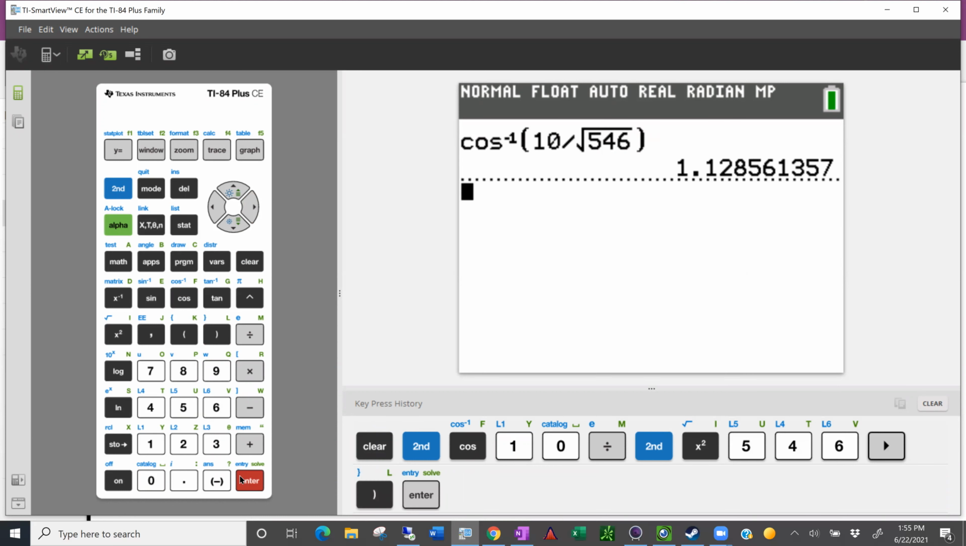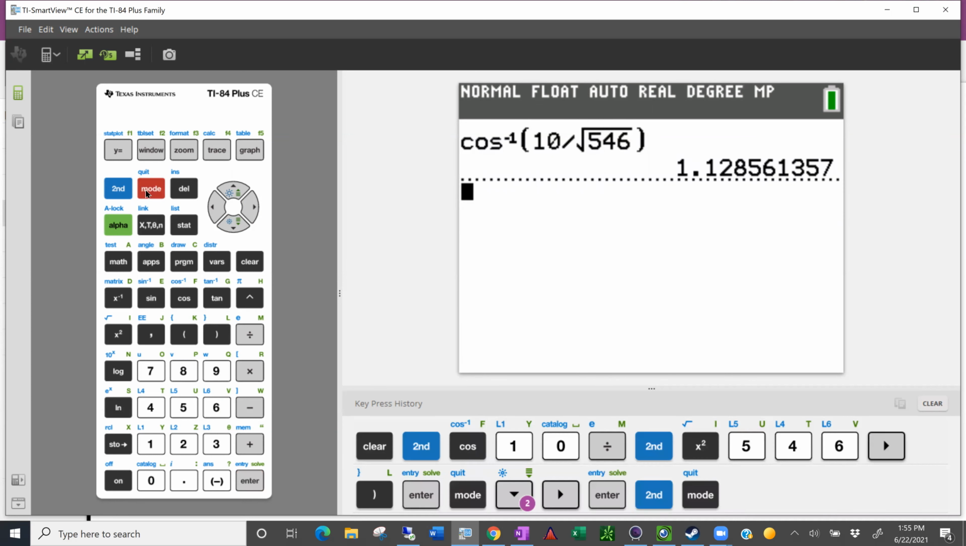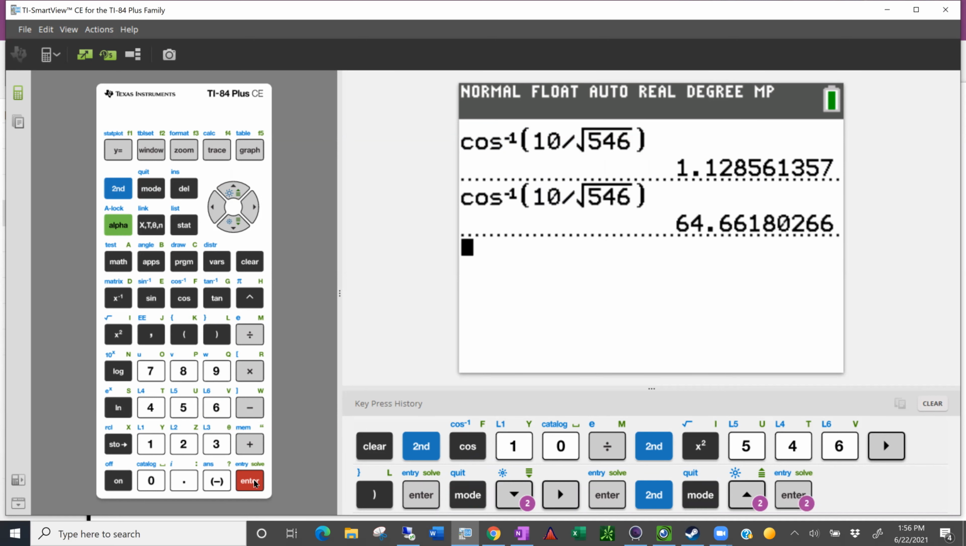So that's in radians. So 1 radian is about 57 degrees. So, you know, 60 degrees, 70 degrees, something in there. But if you want it in degrees, just click the mode key, go down and change over to degrees. And boy, I don't feel like typing that whole expression in again. So you can just use the up arrow a couple times, highlight that expression, press enter to bring it down, and bam. There you got it in degrees or radians, whichever one you need, and then round appropriately.